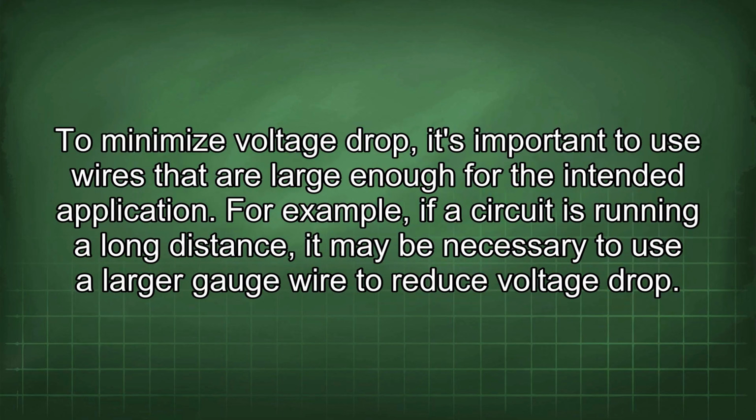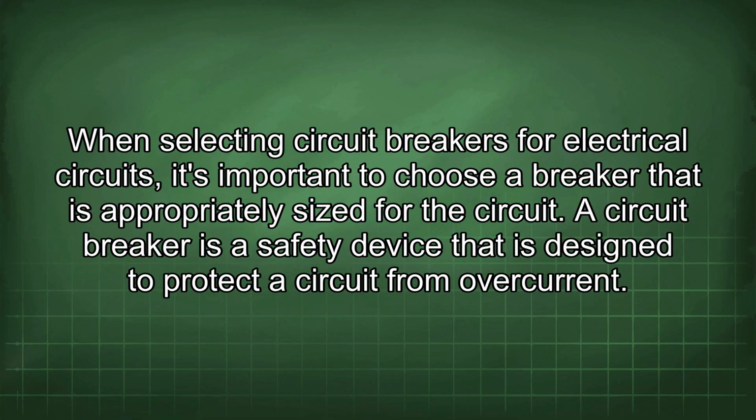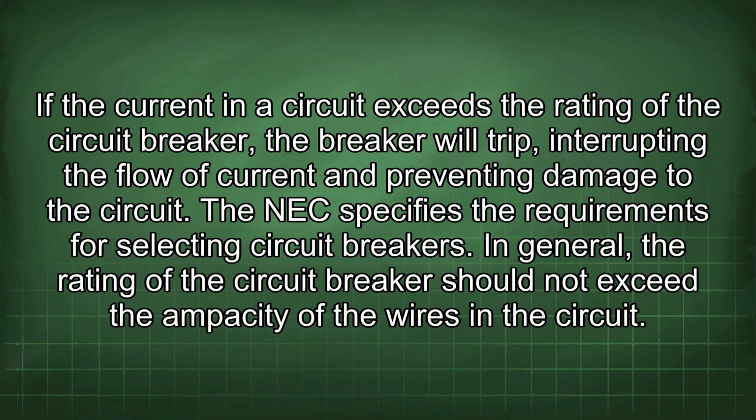To minimize voltage drop, it's important to use wires that are large enough for the intended application. For example, if a circuit is running a long distance, it may be necessary to use a larger gauge wire to reduce voltage drop. When selecting circuit breakers for electrical circuits, it's important to choose a breaker that is appropriately sized for the circuit. A circuit breaker is a safety device that is designed to protect a circuit from overcurrent. If the current in a circuit exceeds the rating of the circuit breaker, the breaker will trip, interrupting the flow of current and preventing damage to the circuit.